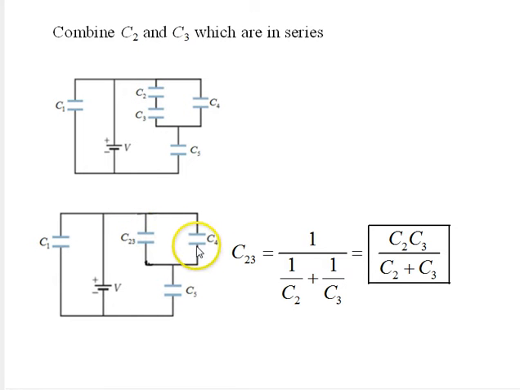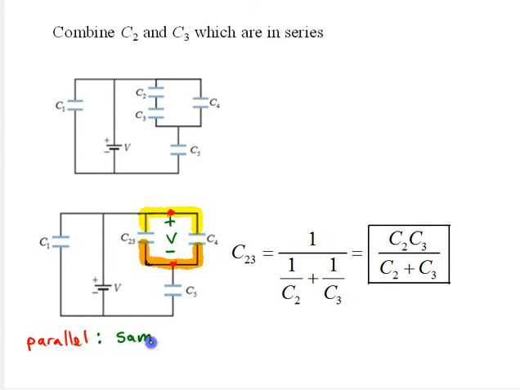And now we can recognize that we have 2 capacitors in parallel. C23 is in parallel with C4. When 2 capacitors are in parallel, both the terminals of the capacitors are connected. So we see here that the top plate of C23 is connected to the top plate of C4, and the bottom plate of C23 is connected to the bottom plate of C4. When 2 capacitors are in parallel, they share the same voltage across their plates.